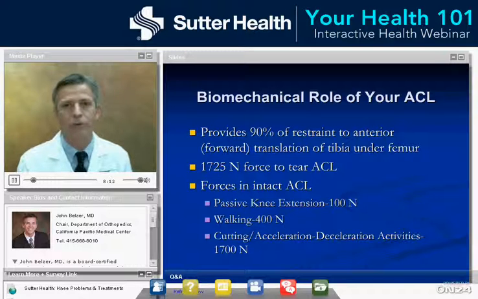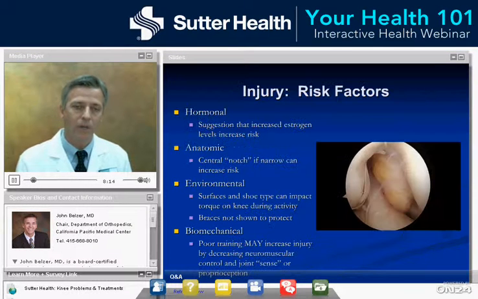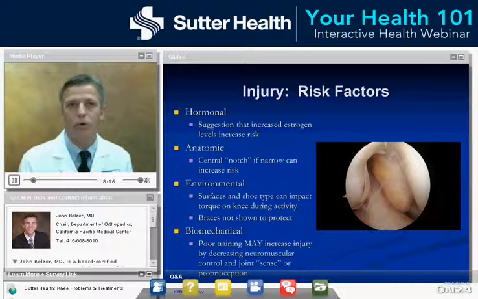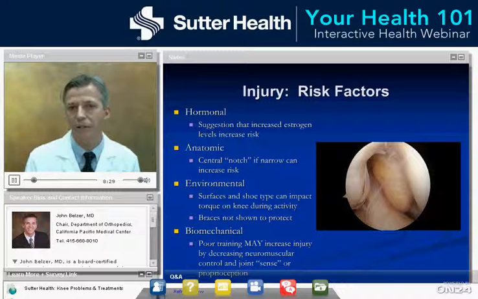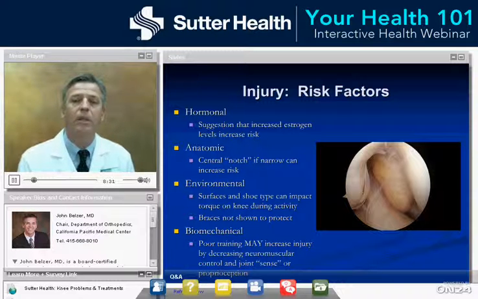So what are risk factors for ACL injuries? Well, these are the four main risk factors: hormonal, anatomical, environmental, and biomechanical. So hormonal, it has been proposed that the reason that there is a significantly higher rate of injuries to the ACL in female athletes is that with the increase of estrogens in patients, this softens the ligament and may result in an increased risk of injury to the ACL.